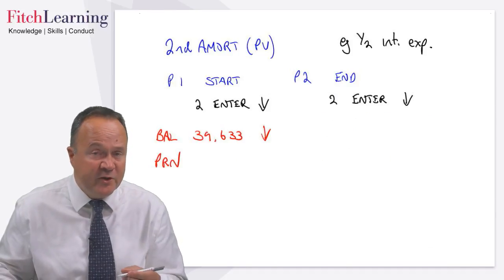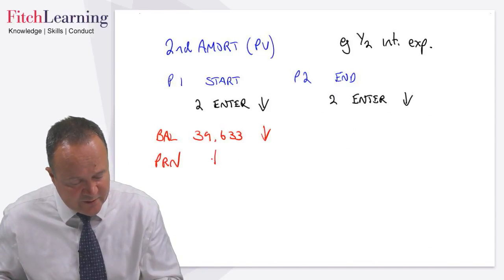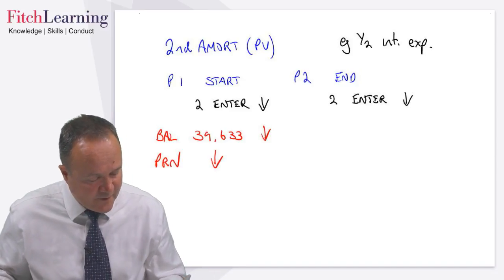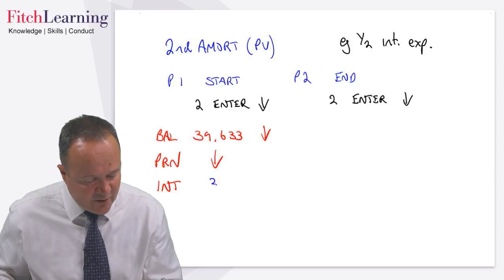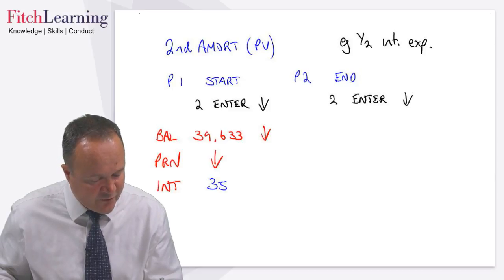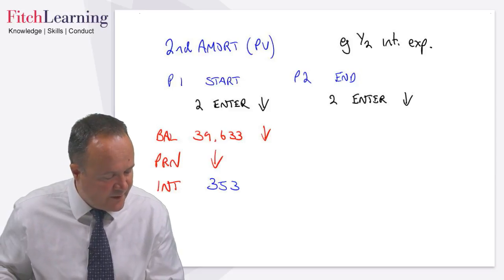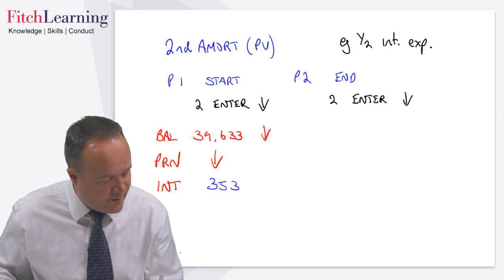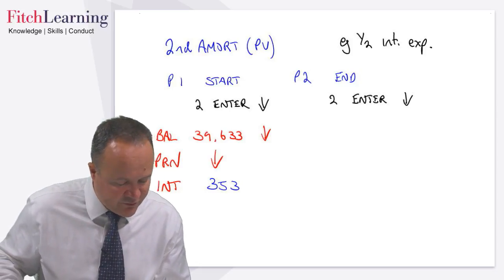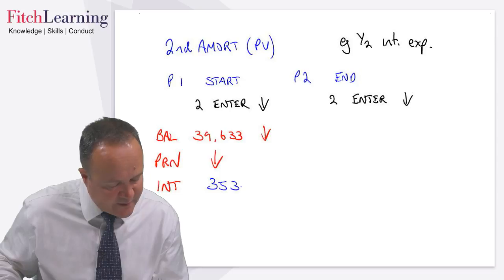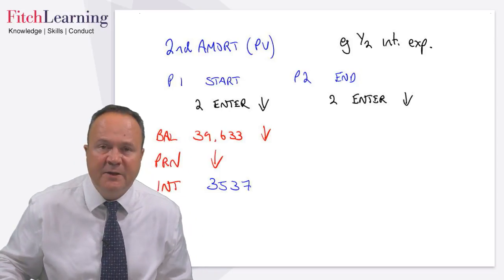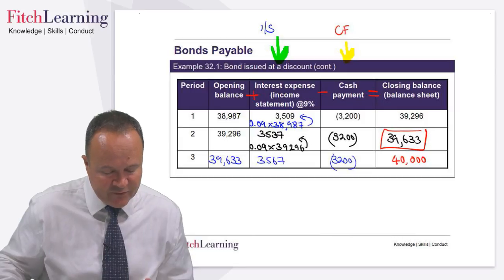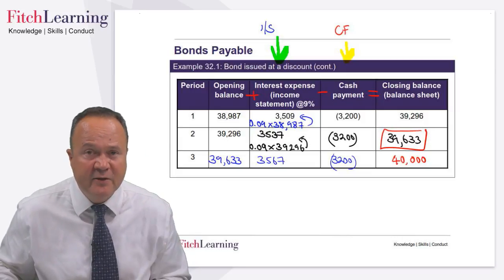But that wasn't the question. I asked for the interest. So press the down arrow again, and there we are, interest. And we get the answer of 3,536 point something. Let's call it 3,537, something like that, bit of rounding. So 3,537, there we are, tick, got that.